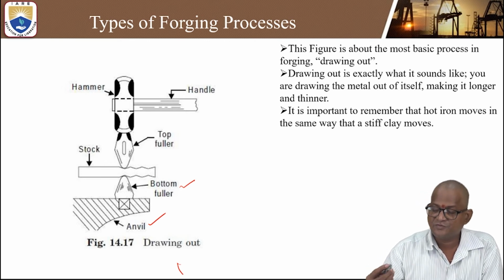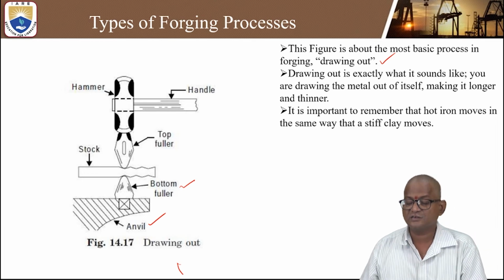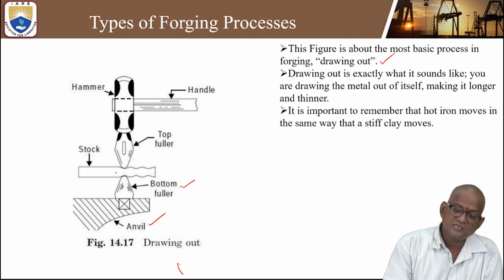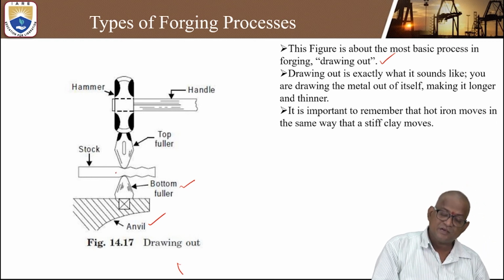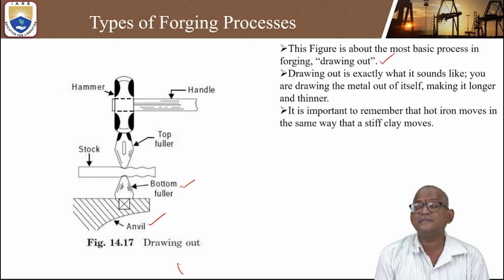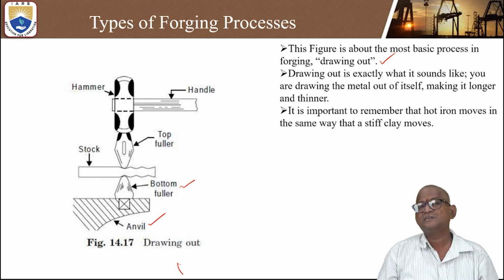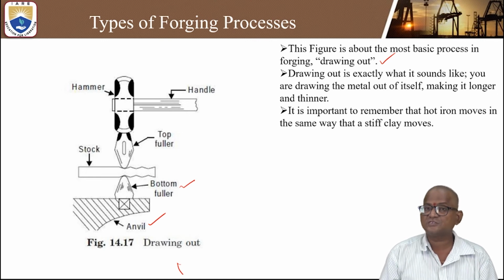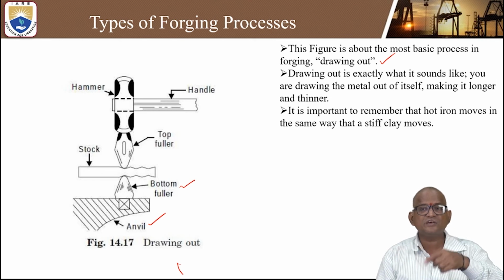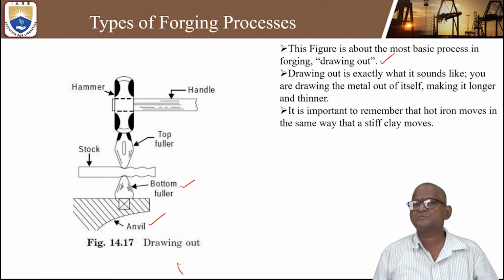Let us see. The first and foremost thing is this figure, a three-dimensional figure, where you can perform the changing of the shape of the workpiece. It may be the anvil or bottom fuller or top fuller, handled with a hammer, and finally shock. We should be able to absorb the shock in this method also. And it is important to remember that hot iron moves in the same way that stiff clay moves. So this is what drawing out is about.